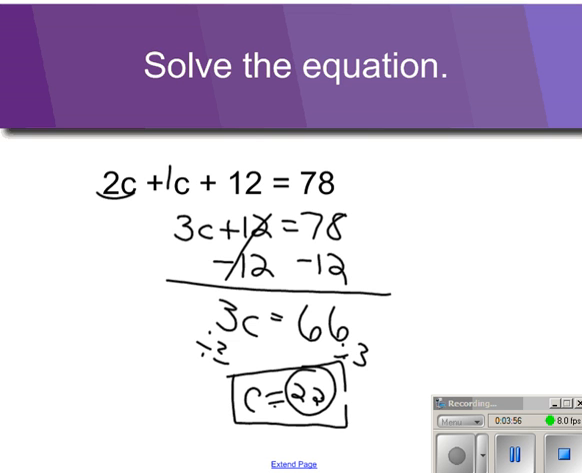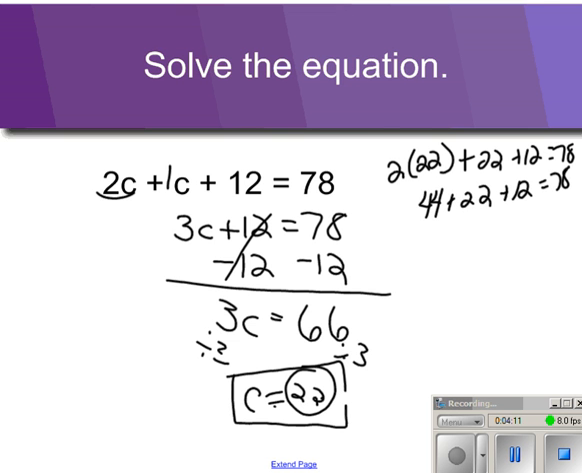So your check would look like 2 times 22 plus 22 plus 12 equals 78. 2 times 22 is 44, plus 22 plus 12 equals 78. 66 plus 12 equals 78, and you get 78 equals 78. Check. Yes.